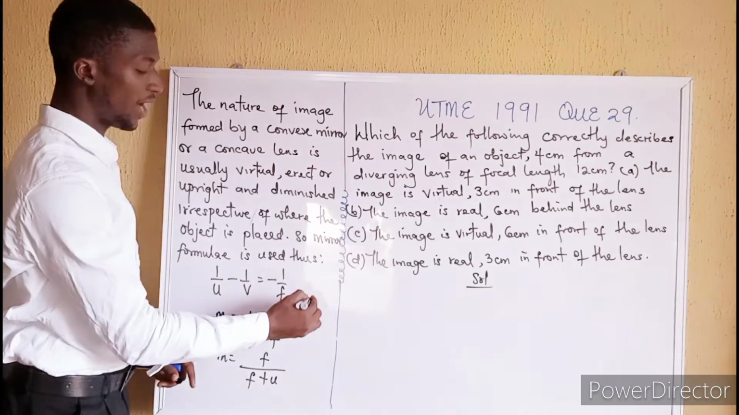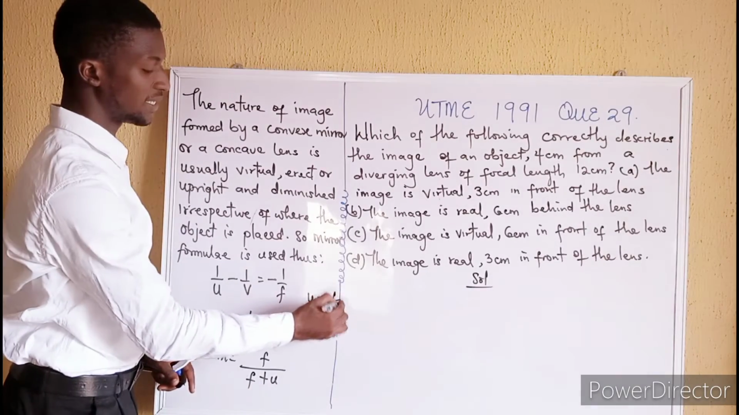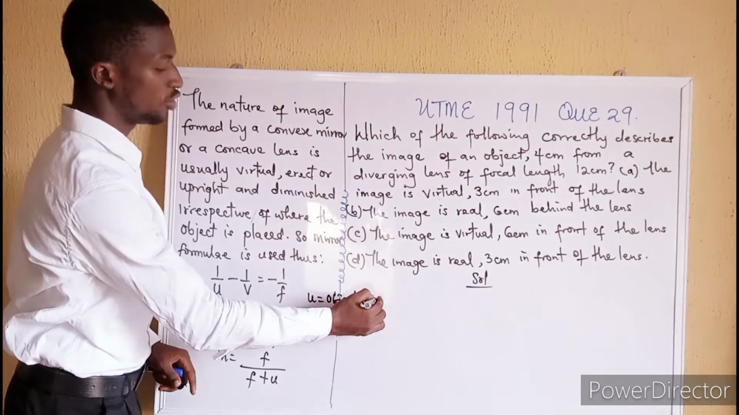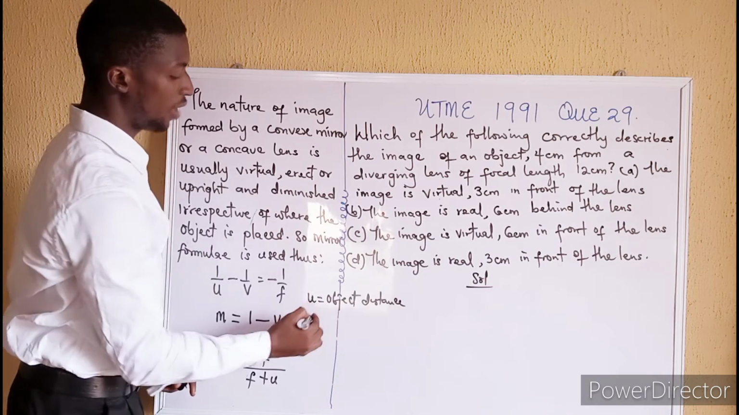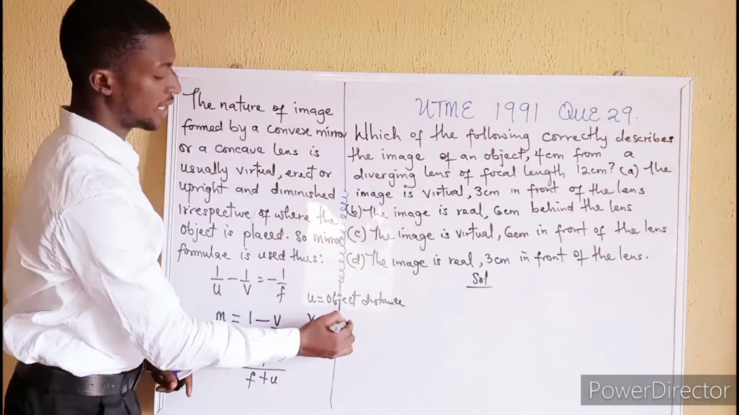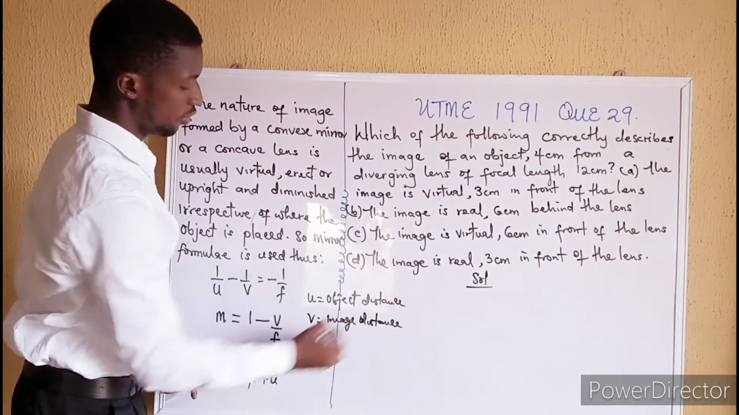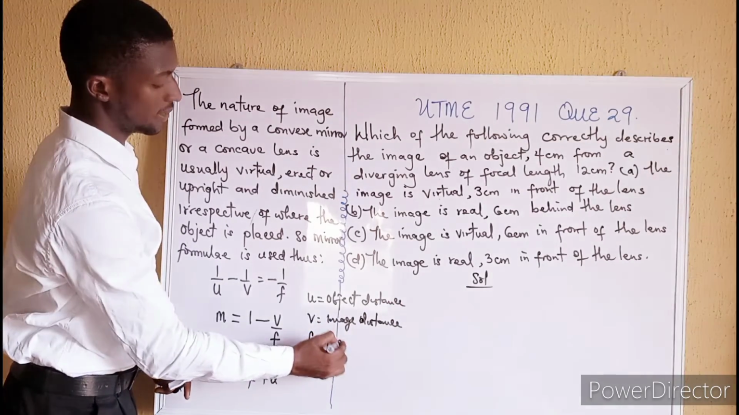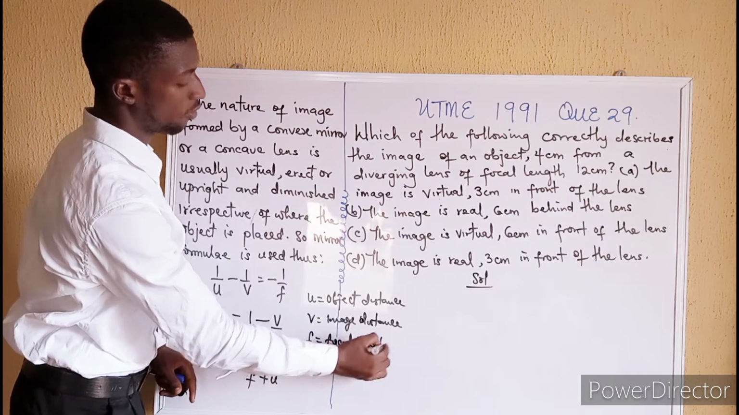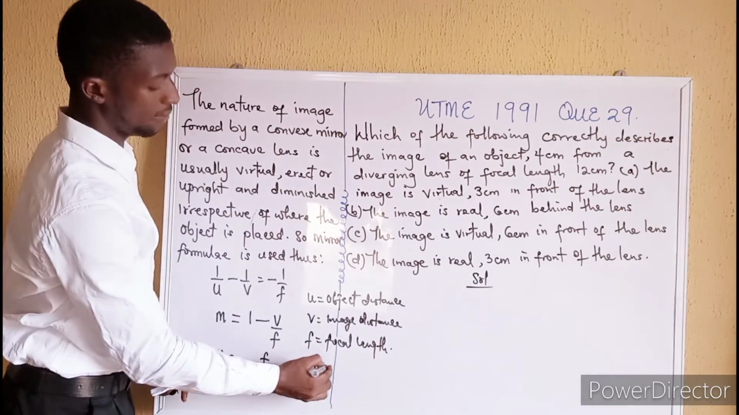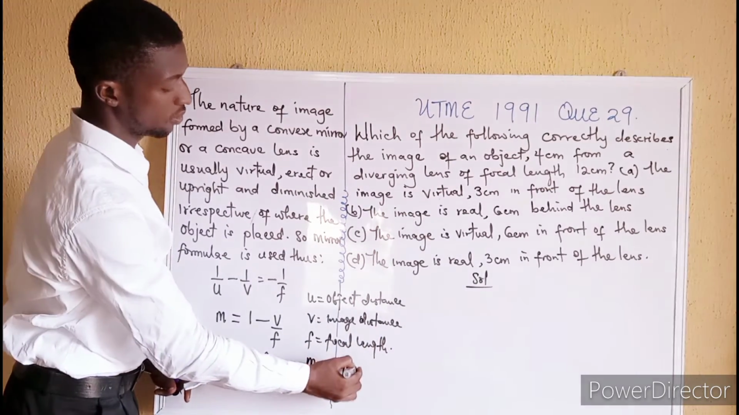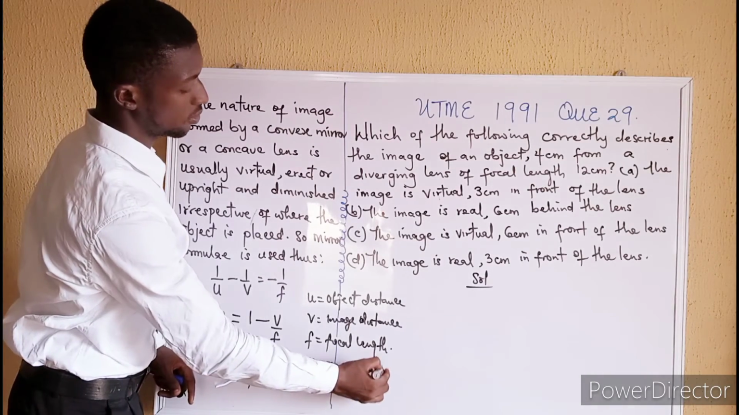Don't forget, u is your object distance, v is your image distance, f is your focal length, and m is the magnification.